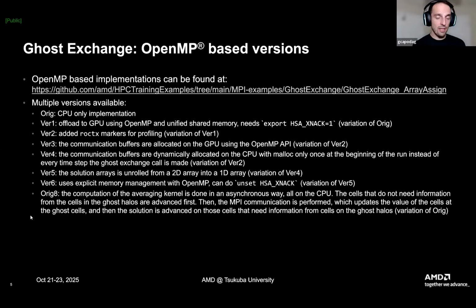And then there's this version 8, which is a version that's only on the CPU, but where we have basically split the way the solution is advanced in a way that is asynchronous. So we are first advancing only the cells that do not need information from the halo. Then MPI communication is performed, and then we are advancing the ones that need the halo cells that we have updated with the MPI communication. So this is a preliminary example that we're gonna port to the GPU in the HIP version.